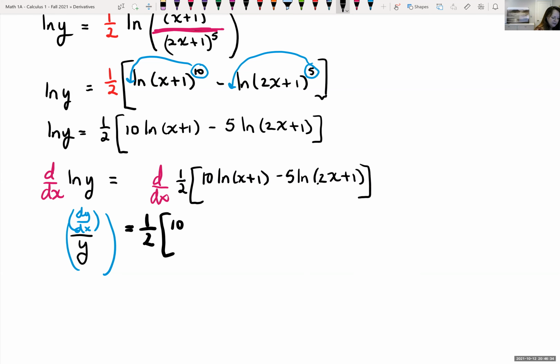So 10 is going to be left alone. So derivative of a natural log, look at the derivative of the inside. Well, derivative of x plus 1, that's just 1. All over the natural log of what we're taking. So all over x plus 1. Minus 5. And then we look at the derivative of the inside. Derivative of 2x plus 1 is just 2. All over what we were taking the natural log of, 2x plus 1.